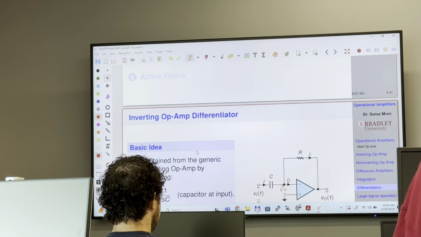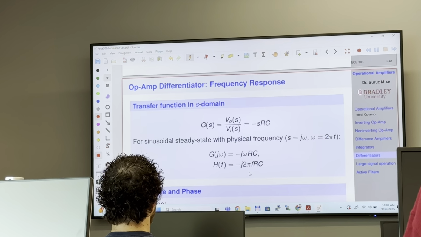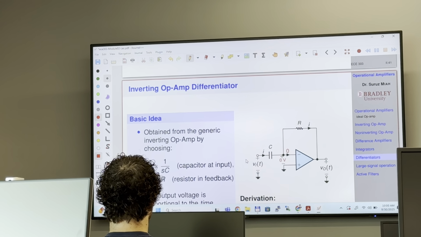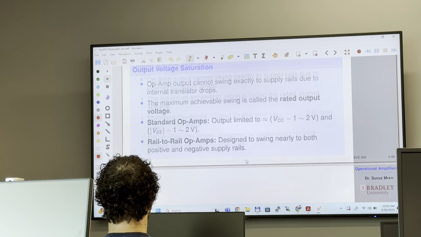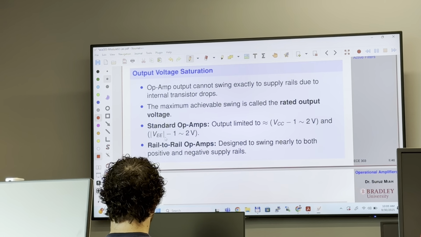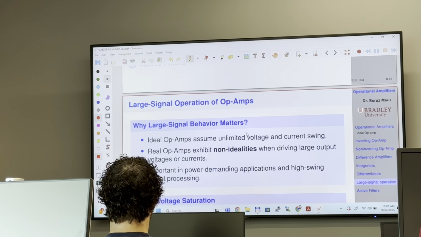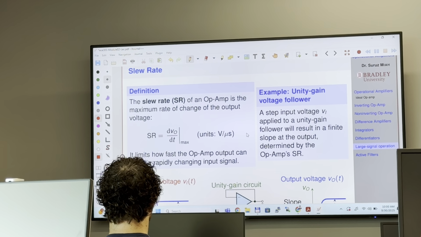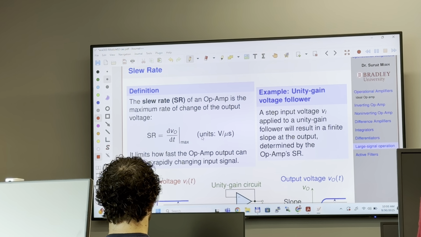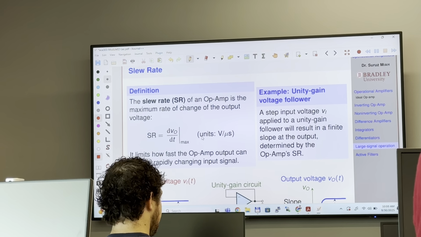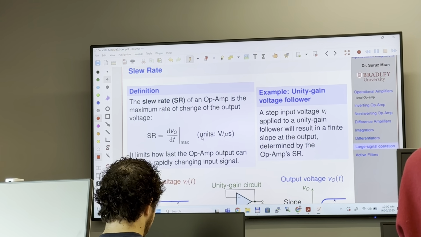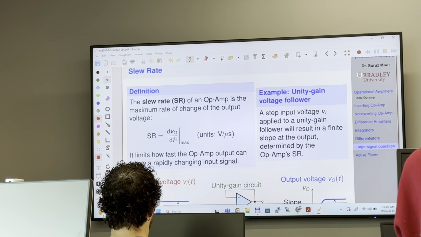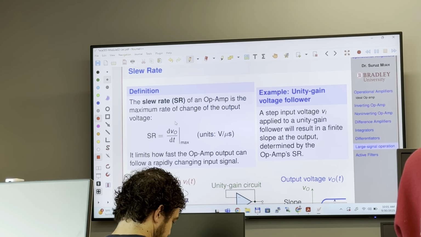So differentiator, I said please go through this section at home. This section is very similar to the integrator. Rail to rail voltage you already know from the lab. One more topic here is slew rate. I'm not going to ask you what a slew rate is, you just need to know what it is, but you may expect some numerical problems. Slew rate is basically defined mathematically as the time derivative of the output.